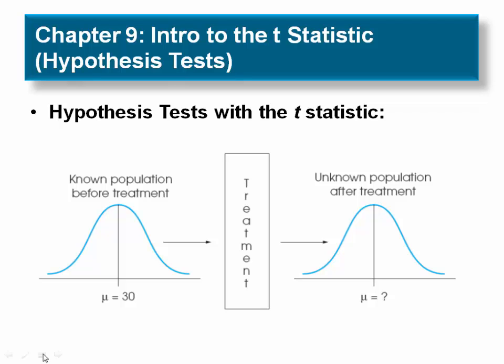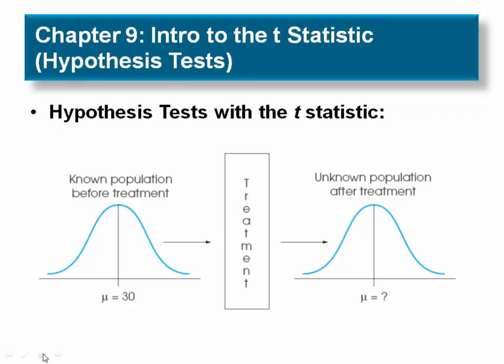The figures on the slide illustrate the basic experimental situation for using the t-test statistic or the z-test statistic. It is assumed that the parameter mu is known for the population before treatment. The purpose of the experiment is to determine whether the treatment has an effect. We ask, is the population mean after treatment the same as or different from the mean before treatment? A sample is selected from the treated population to help answer this question.